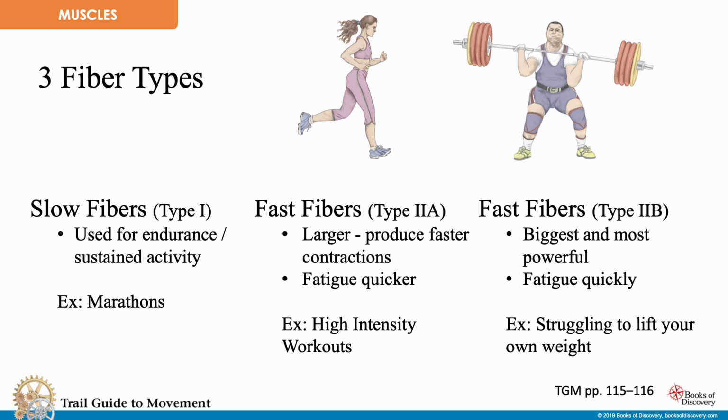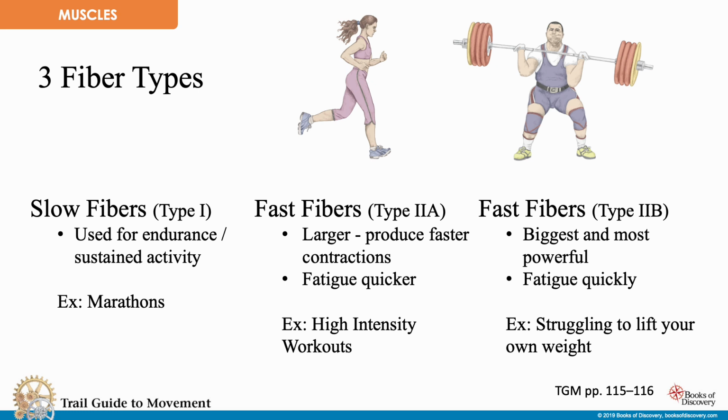We have fast fibers, which is type 2A, the high intensity middle ground. These are a bit larger and produce faster contractions than type 1, but they fatigue much quicker. So these are the 400-meter sprinters. They have strength and speed, but they can only keep it up for a few minutes. This is what you're using during a high-intensity workout. They're versatile, but they have a fuel tank, and that fuel tank can run out relatively fast.